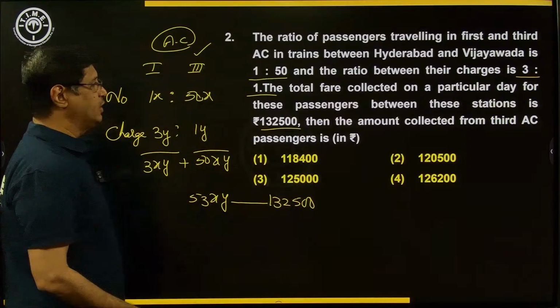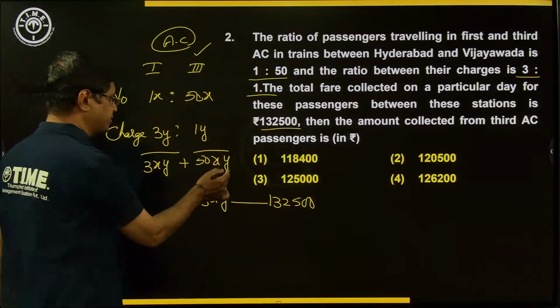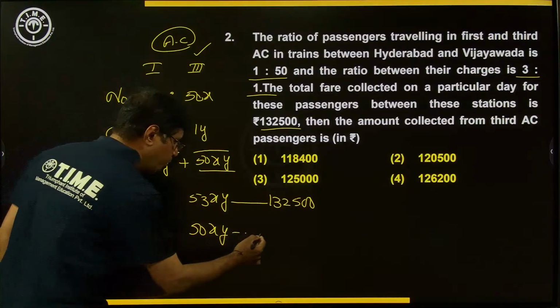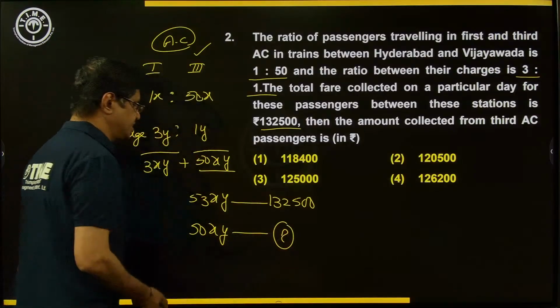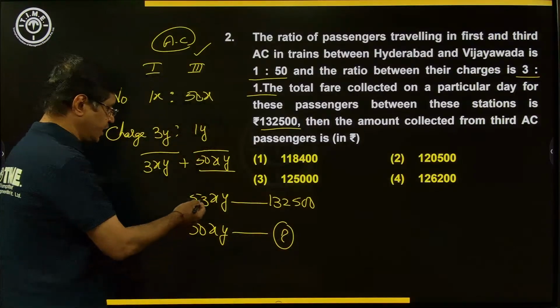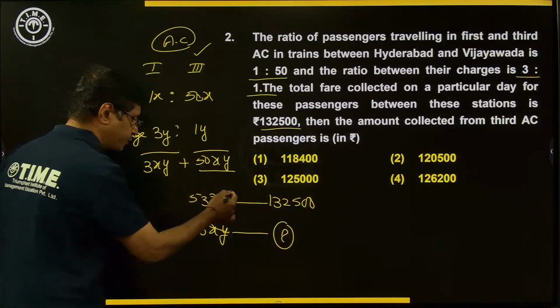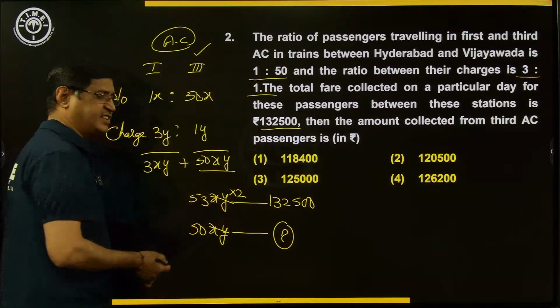Now he is asking to find the amount collected in third AC. Third AC means 50xy to be found. Just observe, 2 times 53, where xy is common here and gets cancelled. 2 times 53, that is 106.